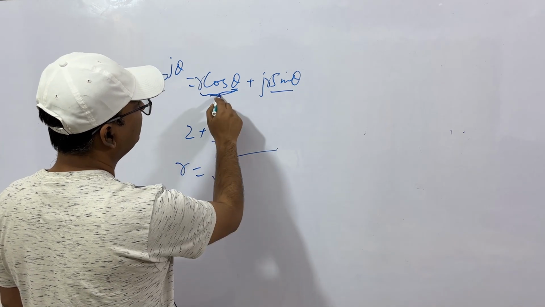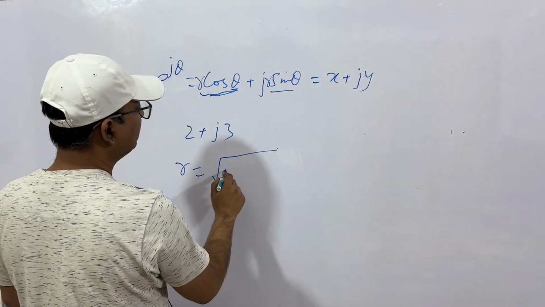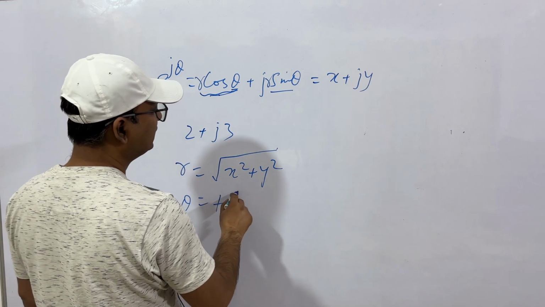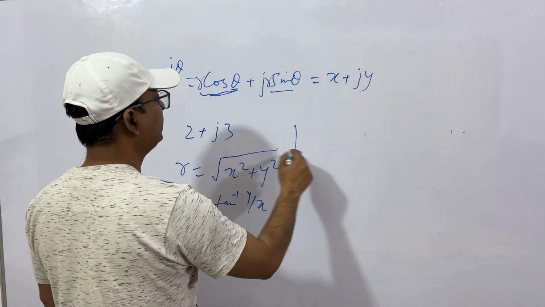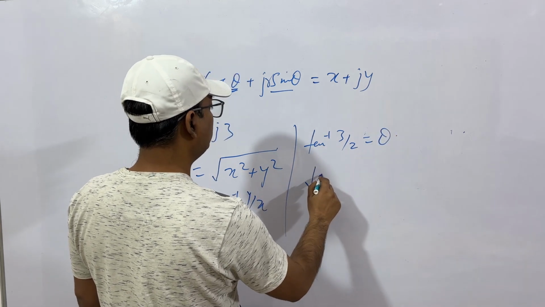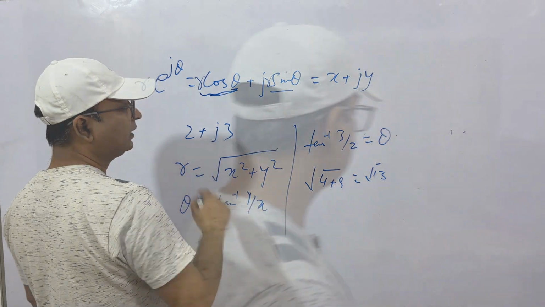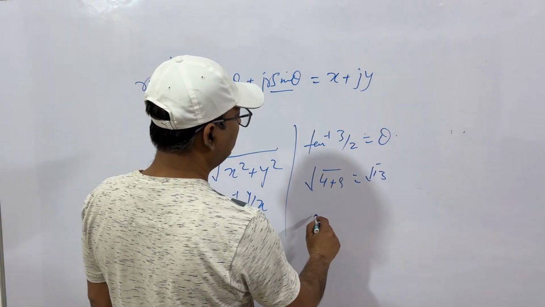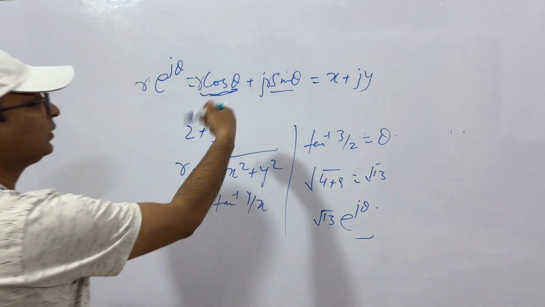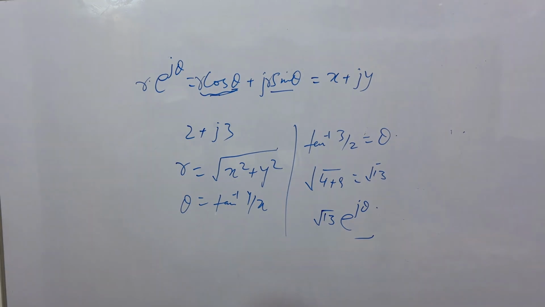this square. If this is your x plus jy, r will be the square root of x square plus y square, and theta will be tan inverse of y by x. So theta is tan inverse 3 by 2, and r is root over 2 square plus 3 square, that is 4 plus 9, root 13. So the value will be root 13 e to the power j theta. This way you can convert from this form to exponential form also.